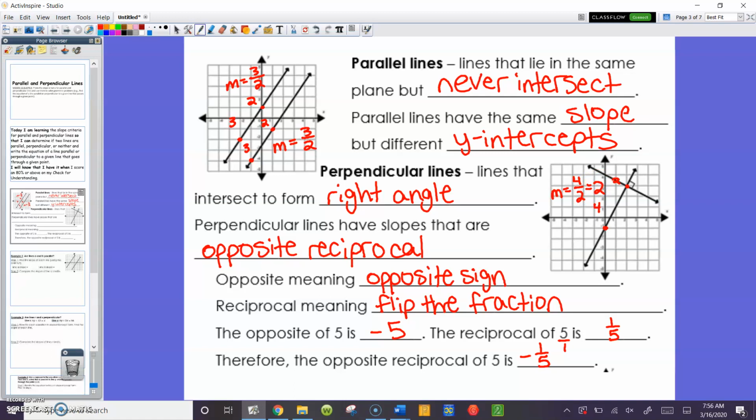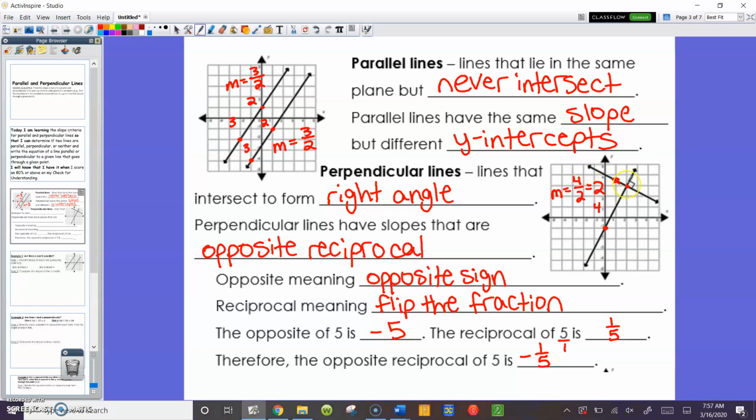So let's think about this. If these lines are going to be perpendicular, what does the other line's slope need to be? So if the slope of this line is a +2, the opposite reciprocal of a +2 is a negative, remember, opposite sign, and now flip the fraction 1 over 2. So that should be a -1/2.